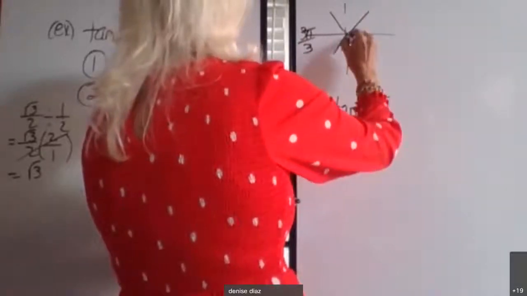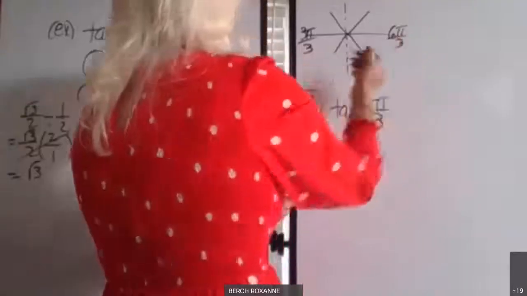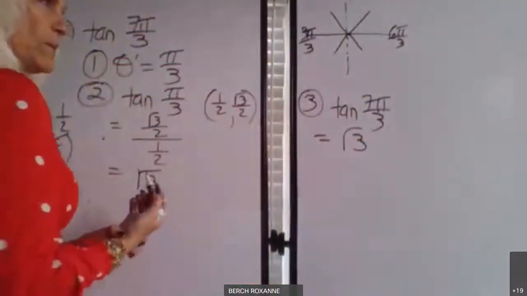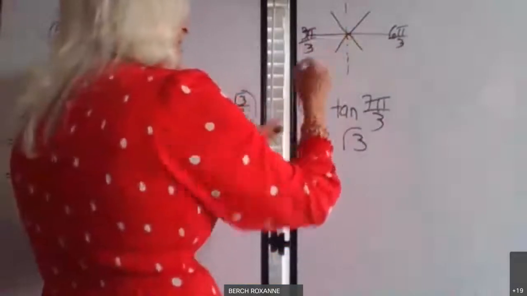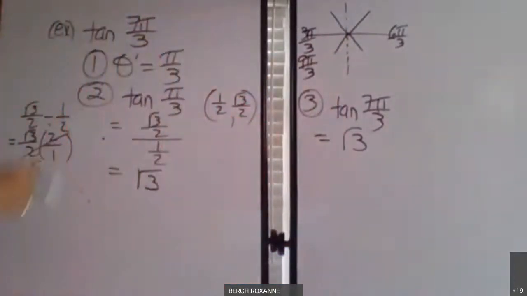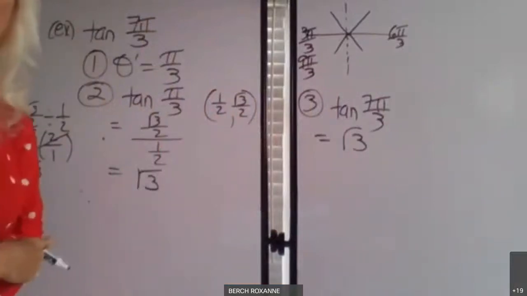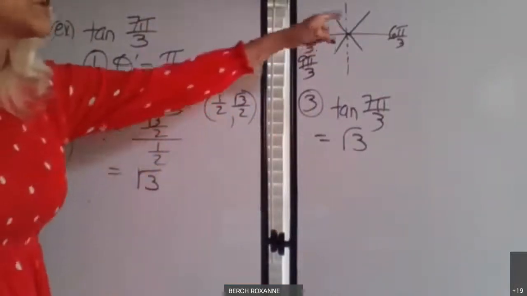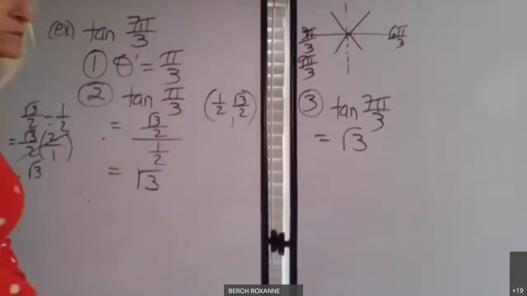6 pi over 3? 6 pi over 3. And then another half revolution would be what? 6, 7, 8, 9 pi over 3? Yes. So where do you think 7 pi over 3 is? Do you think it's in the second quadrant or the first quadrant? The first quadrant.